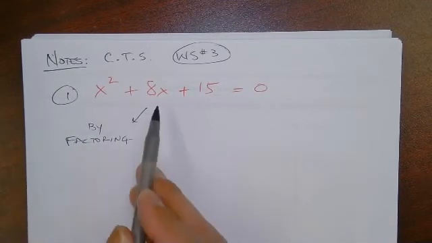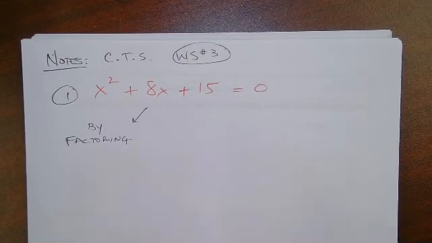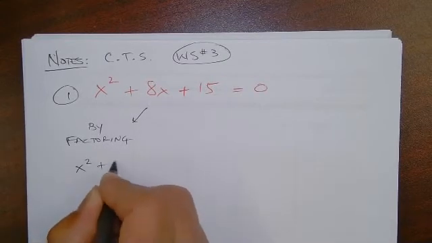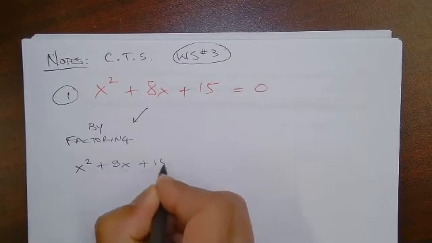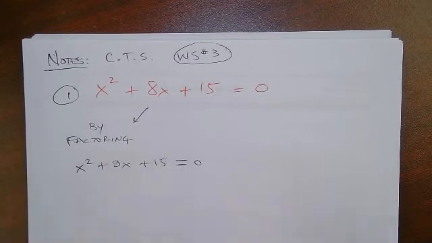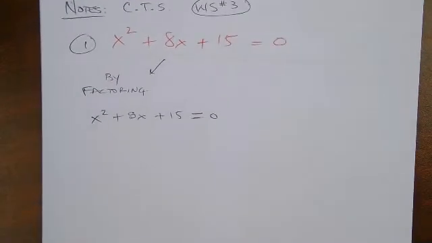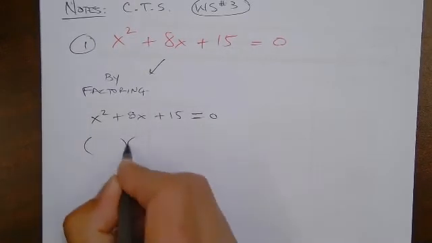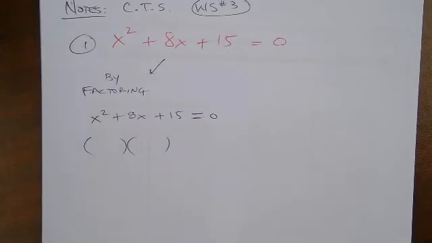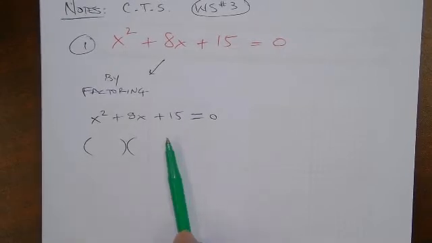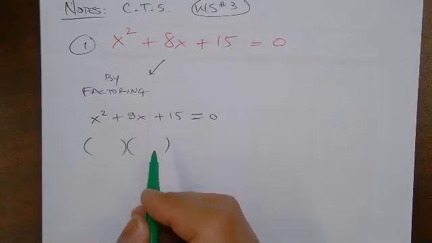This quadratic is factorable, right? So let's do it over here by factoring. X squared plus 8x plus 15 equals 0. See? You can factor this out. But that's not going to be the case on the problems today. I'm just making a point you'll see right now. You're not going to have problems that are factorable. But I'm just going to show you.